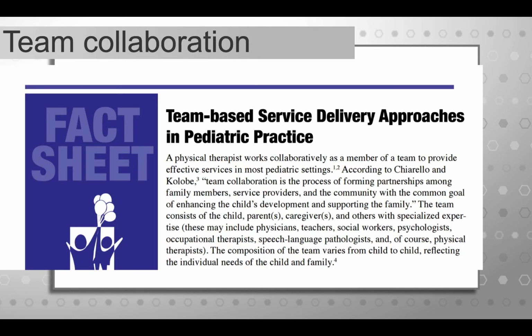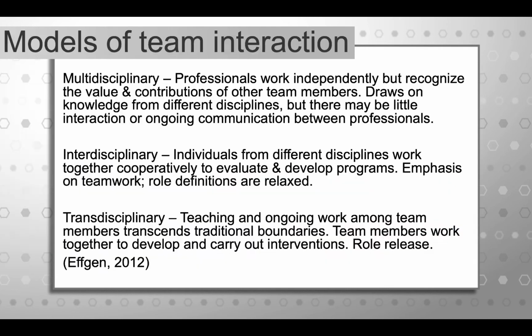And it's not only important to really team with the family, we have a team of professionals that we have to interact with and collaborate with. And there are lots of different ways that we can do that. So there's sort of three primary models of team interaction. The first is multidisciplinary. And this is kind of a traditional medical model approach where professionals work independently.